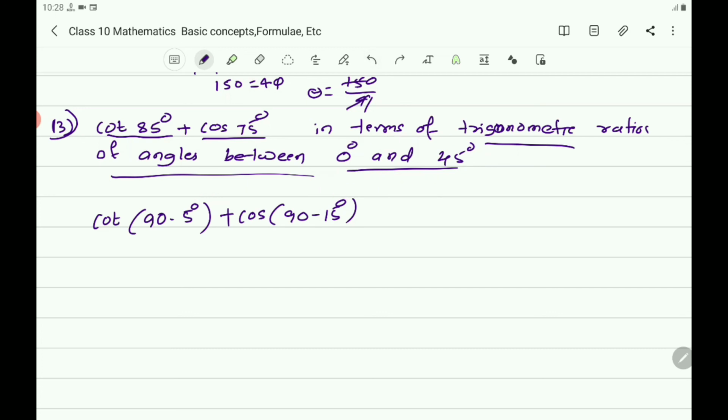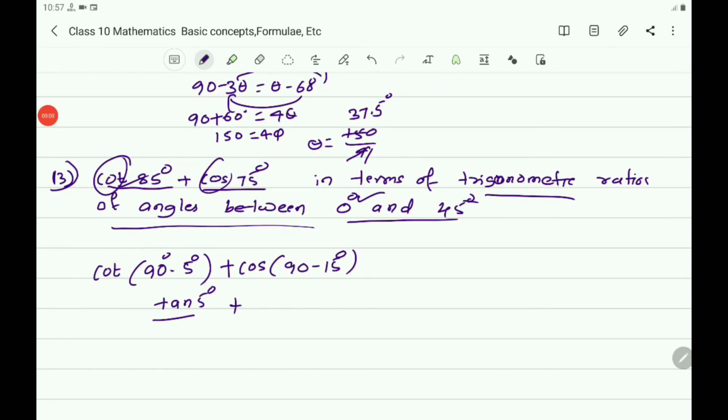Now you can write cot 90 degree minus 5 degree is tan 5 degree, plus cos 90 minus 15 degree is, what is the complementary of cos? The complementary of cos is sin and complementary of sin is cos. So cos 90 minus 15 degree is sin 15 degree. Here you got the angles between 0 degree and 45 degree. Here tan 5 degree is equal to cot 85 degree and sin 15 degree is equal to cos 75 degree.